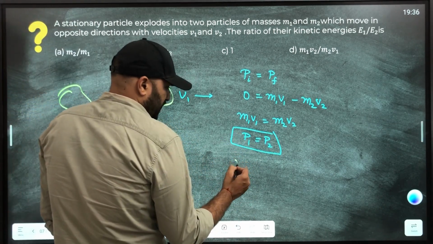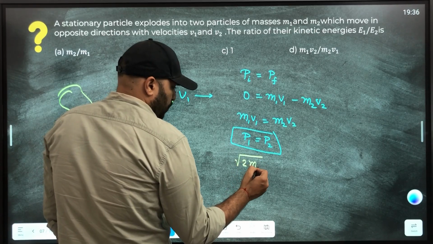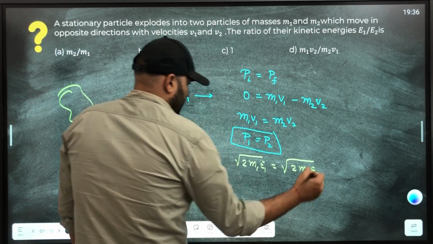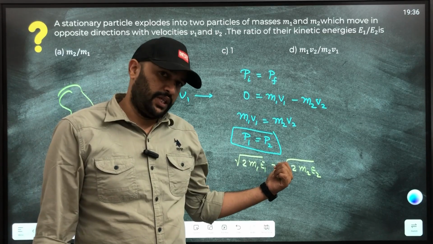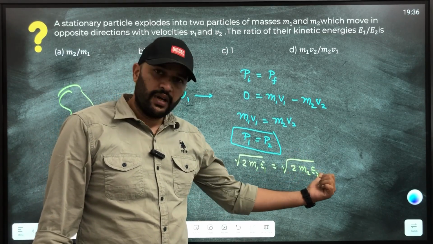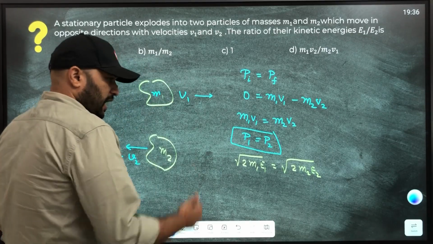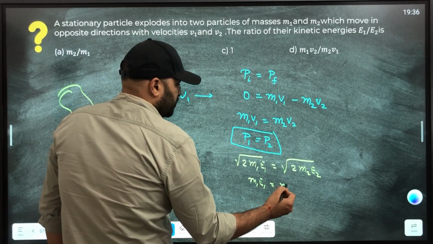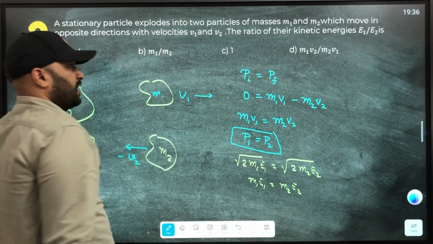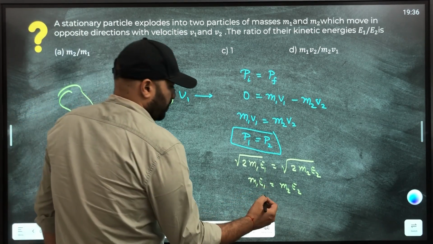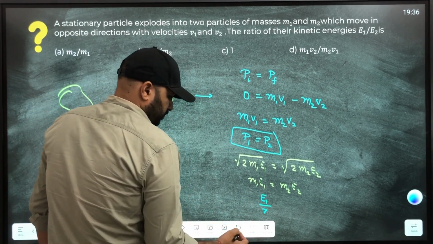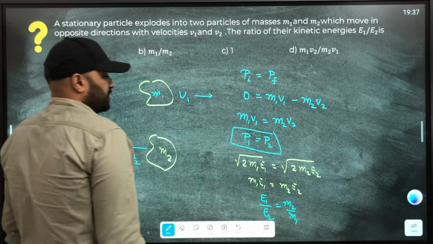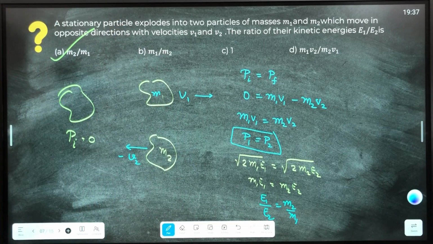P1 we have just done an expression: root 2 m1 E1 will be equal to root 2 m2 E2. Momentum of the first particle is root 2mE, momentum of the second particle is root 2mE, as we did in the previous problem. Let me square it, remove these 2's, and we are left with m1 E1 equals m2 E2, where E1 is the kinetic energy of the first particle and E2 is the kinetic energy of the second particle. So E1 upon E2 is equal to m2 upon m1. So the correct answer here is that the ratio of kinetic energies is m2 upon m1. Option A is correct. I hope this is clear.